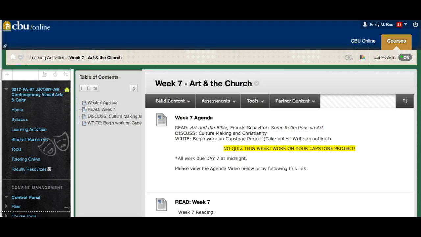All right, everyone, week 7, we've got 2 weeks left. Your earth sculptures from last week are graded in the grade book. Really nice job on those.